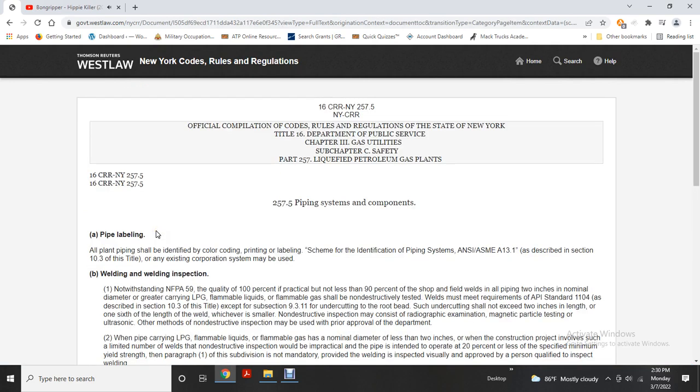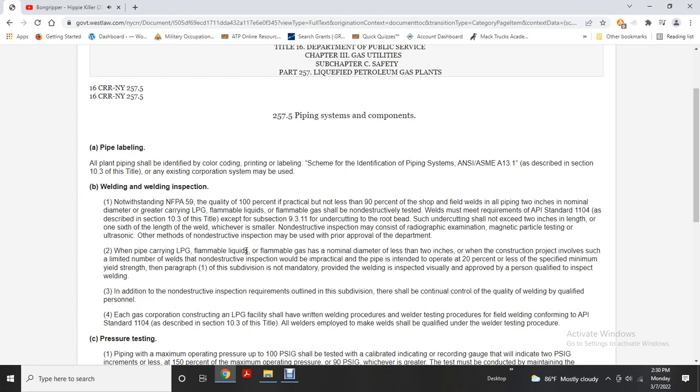257.5, piping and components, piping labeling. All plant piping shall be identified with a color code with a printed labeling scheme for the identification of the pipeline system, and ANSI ASME A13.1, described in Section 10.3 of this title. Any existing corporation shall be used with welding.